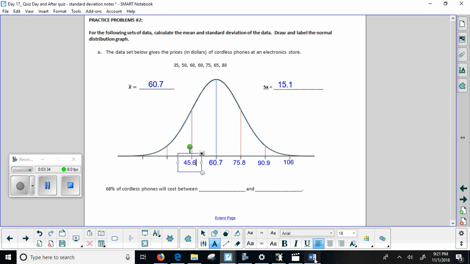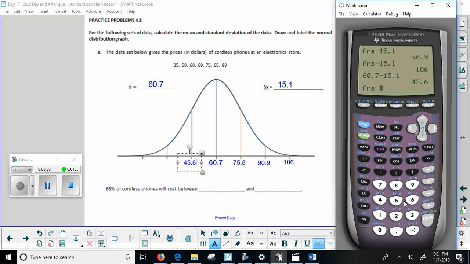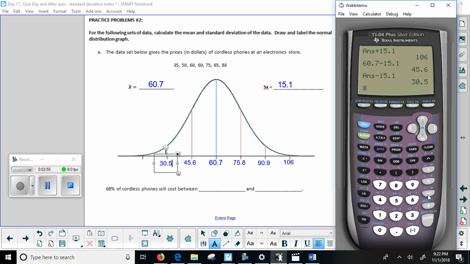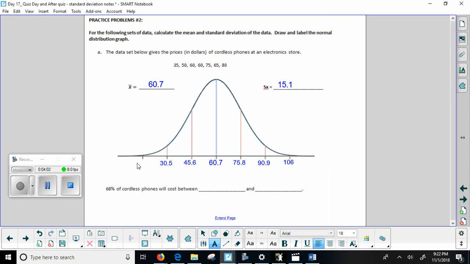Okay, let's do it again. Minus 15.1, so 30.5. And one more time, minus 15.1, 15.4. Okay, so now I have the whole bottom filled in.